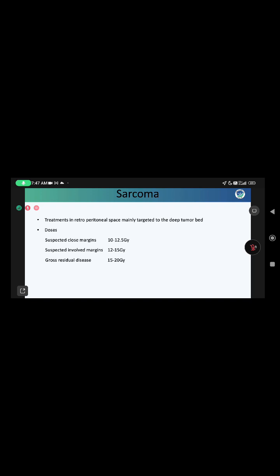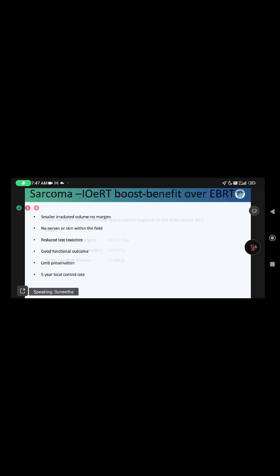Doses again remaining the same. Suspected positive close margin 10 to 12.5 gray. Suspected involved margin 12 to 15 gray, and gross residual disease we go up to 15 to 20 gray. So what are the benefits of IOERT over external beam radiation?